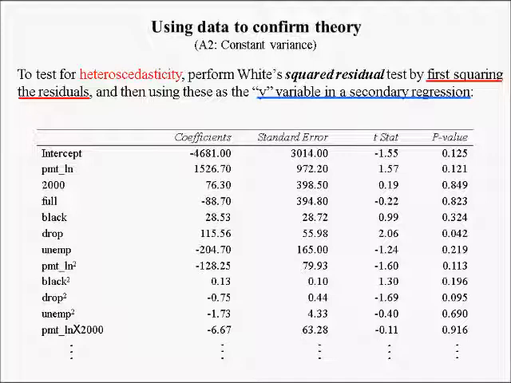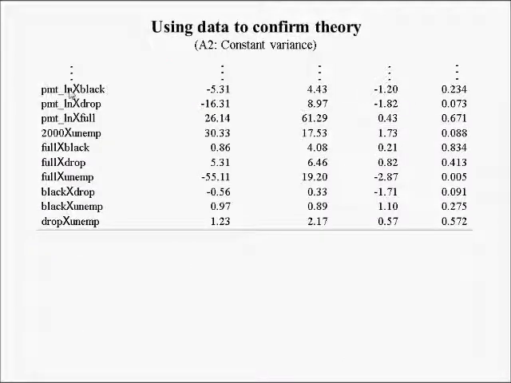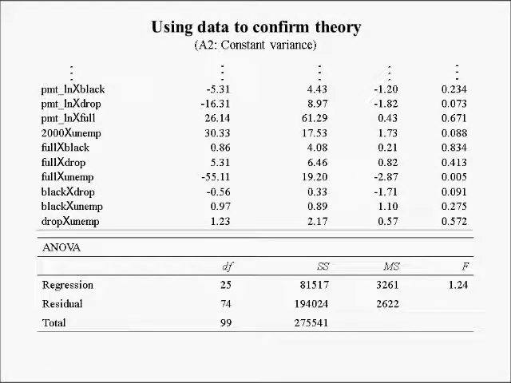And then we have the payment times the year 2000. We have payment times black. We have payment times dropout. We have payment times full. We have 2,000 times unemployment, full times black, full times dropout, full times unemployment, black times dropout, black times unemployment, and then dropout times unemployment. So we have all these squared versions of the variables and all the interacted combinations.